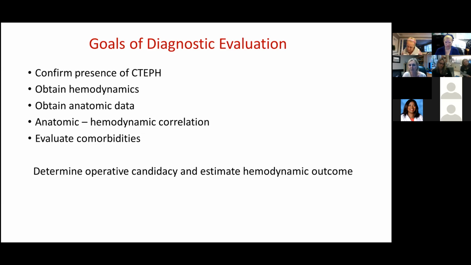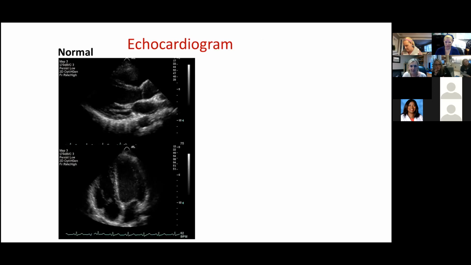But really what we want to do is we want to determine if we have a CTEPH patient, are they an operative candidate? And then we also want to try to predict the hemodynamic outcomes, because hemodynamic outcomes, or how much you are able to lower the pulmonary pressures and pulmonary vascular resistance after intervention, will dictate how well patients do. So some cool pictures.